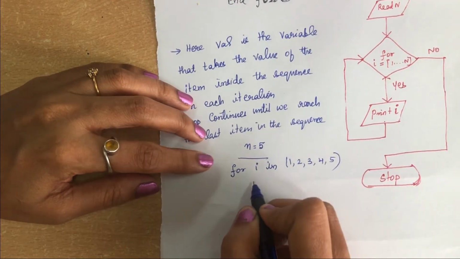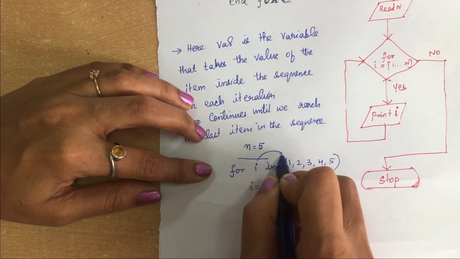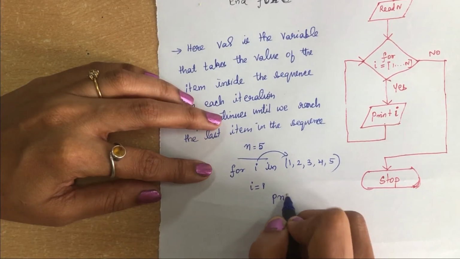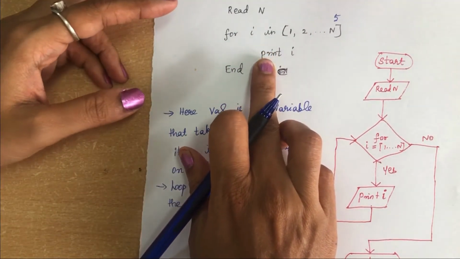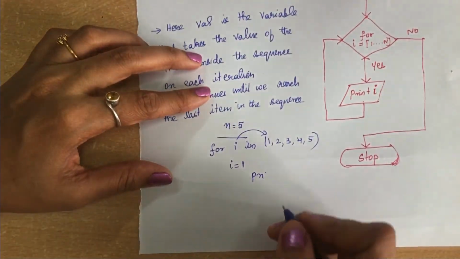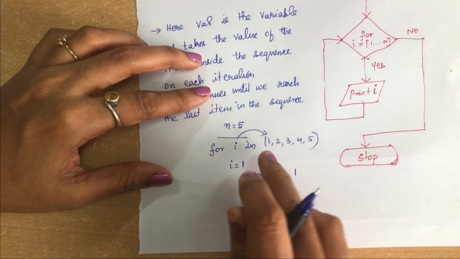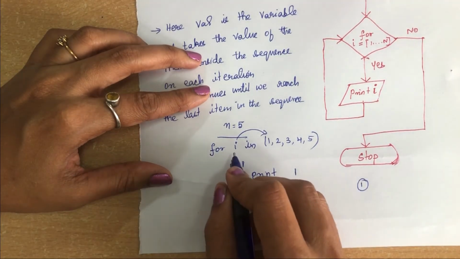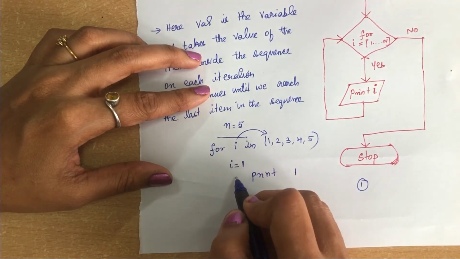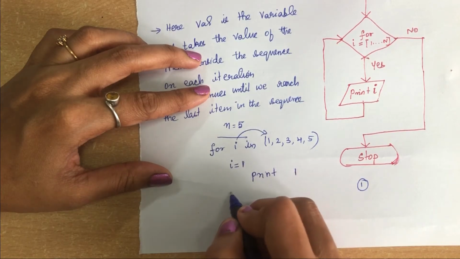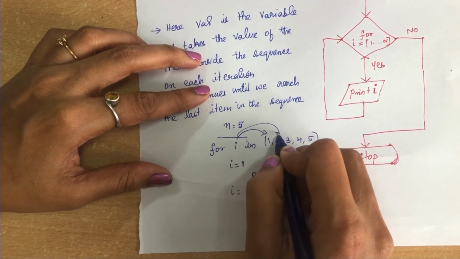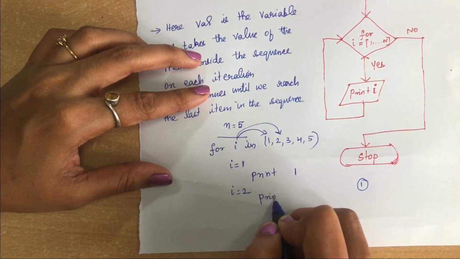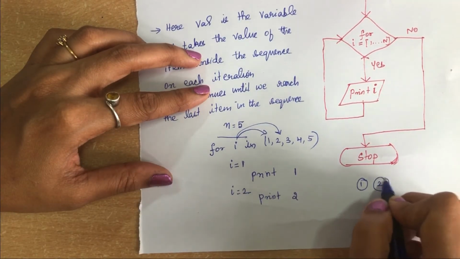The first time, I will have the value 1. So now it will print. What is the statement I have given inside the for loop? I have given print I. So it will print 1 on the screen, since the I value is 1. Next time again it goes, since it is a for loop, it has to repeat this loop. So the second time it goes, I will take the value 2, it goes inside and prints 2 on the screen.